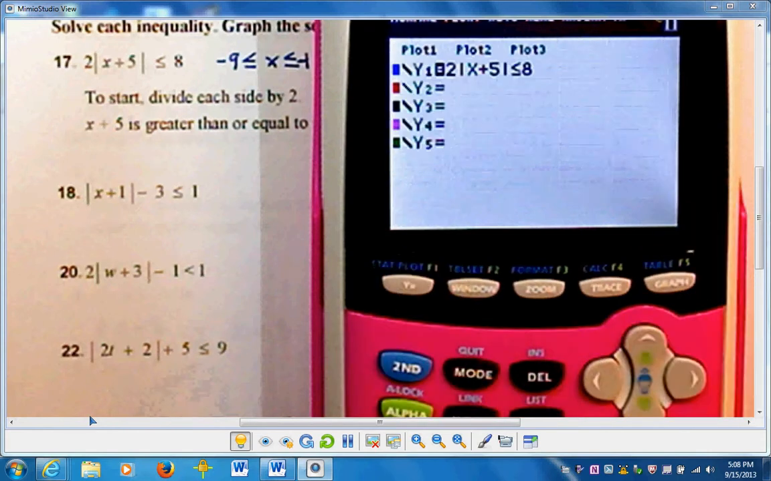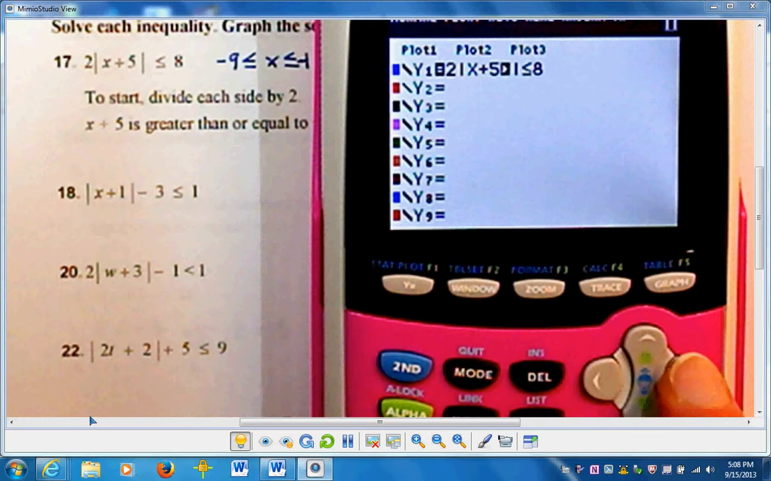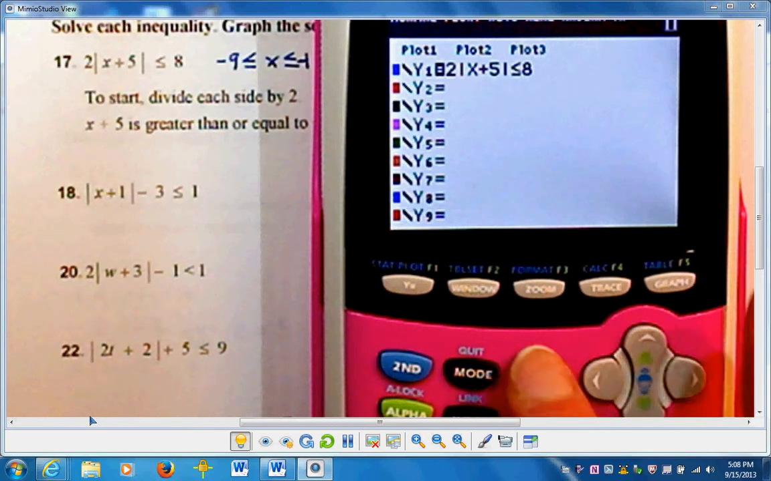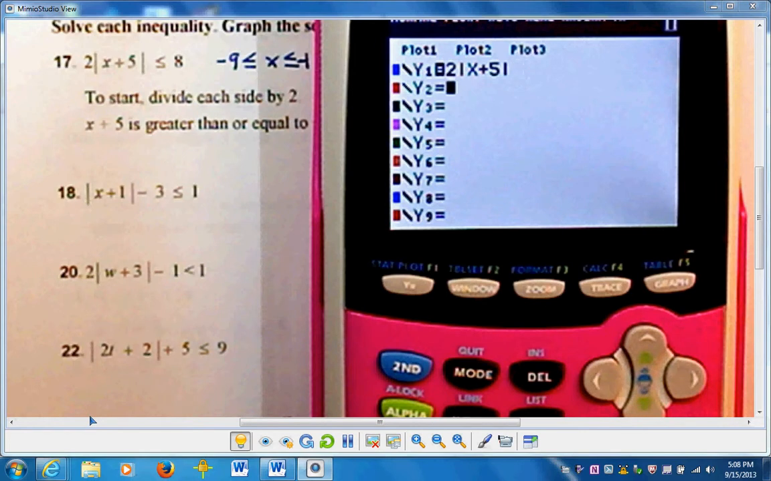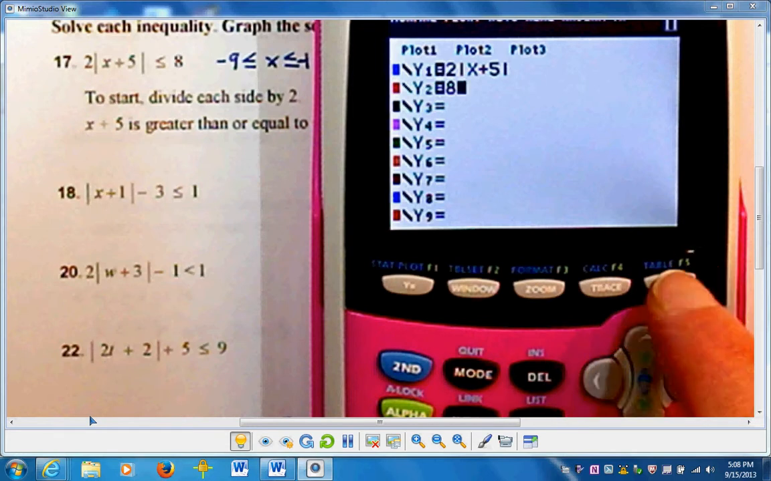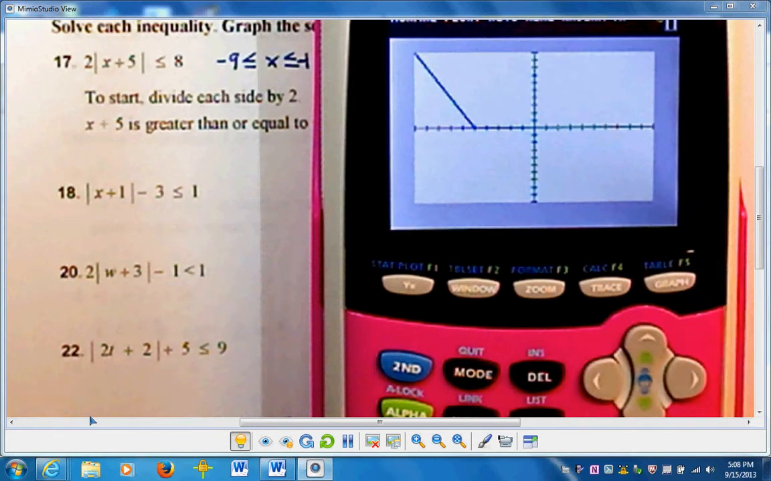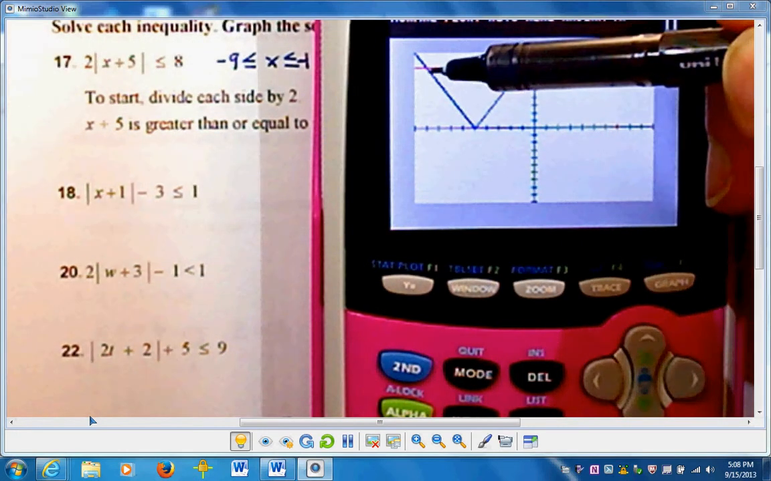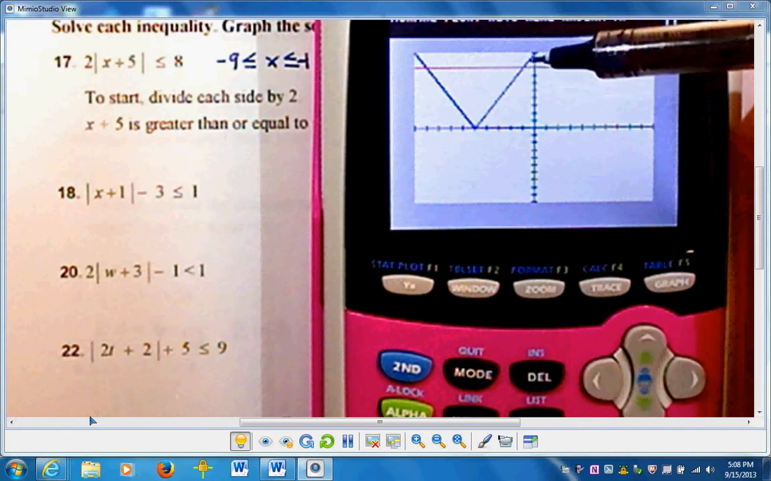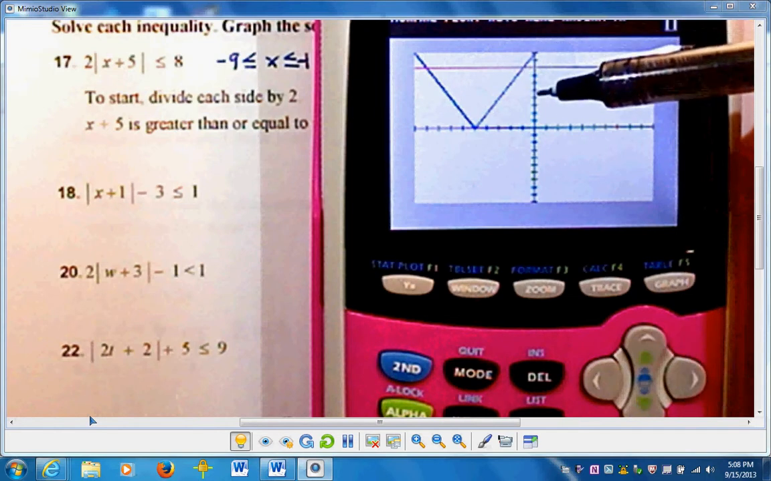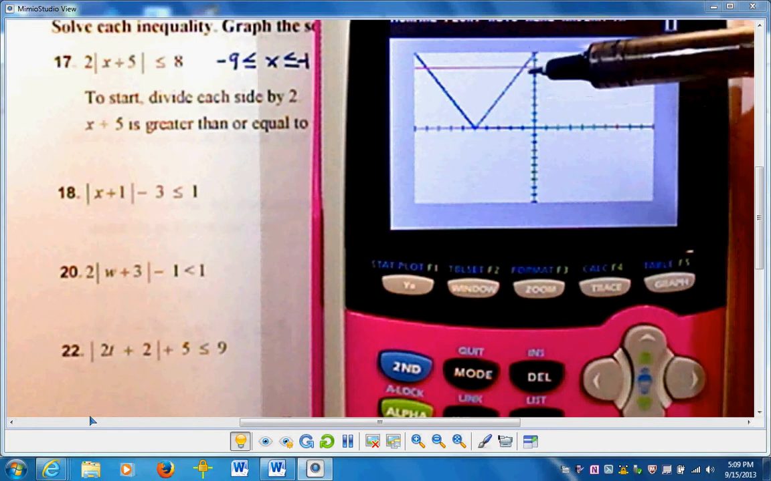Let's go back to our y equals. So we're going to use two equations. I'm going to delete this less than 8, and I'm going to put 8 in my y2. Now, when we graph it, we're going to see that we get, like we've done before, an intersection. But the problem with this is that our answer isn't just this one point. Remember, our absolute value has to be less than 8.